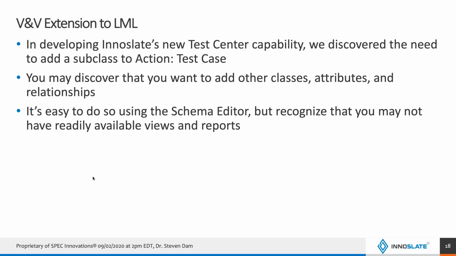I'm going to perform an action, basically. So it makes sense to have a special type of that because we needed specific attributes that we're going to link to the test case. So again, you can discover other kinds of classes and attributes and relationships you may want to add for your work and what you're doing. That's fine. The whole idea of Innoslate and LML was to develop a way to easily modify the schema so that you get everything you need, capture all the information you need. But it gives you a nice 80% solution start.